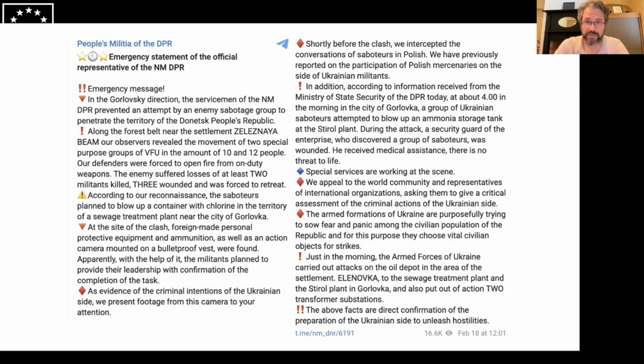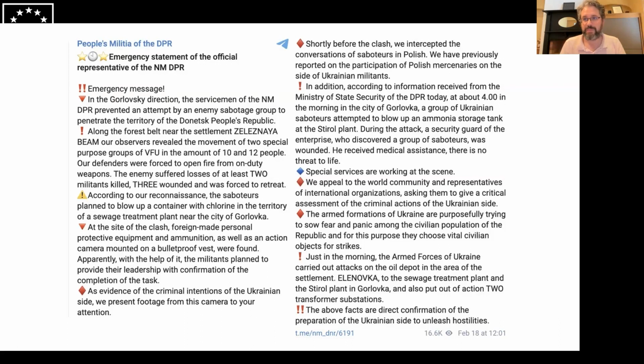who were working as mercenaries on behalf of the Ukrainians with the goal of blowing up a chlorine storage tank at a water treatment facility. And that's quite an elaborate story. The problem is the people who uploaded this didn't realize that Telegram is very different from other social media platforms.